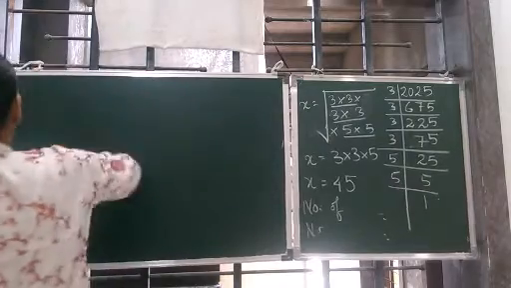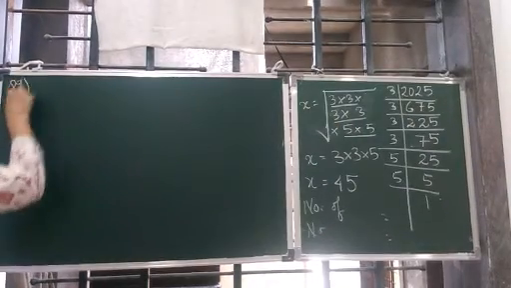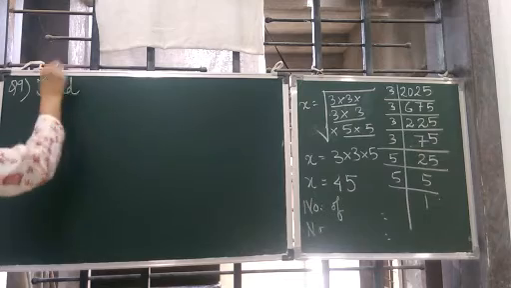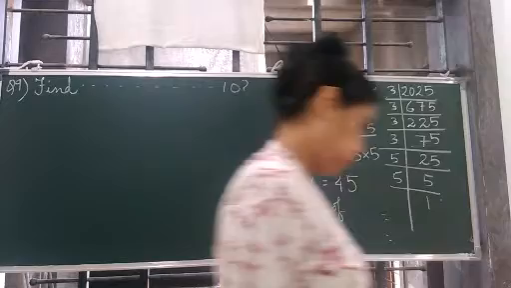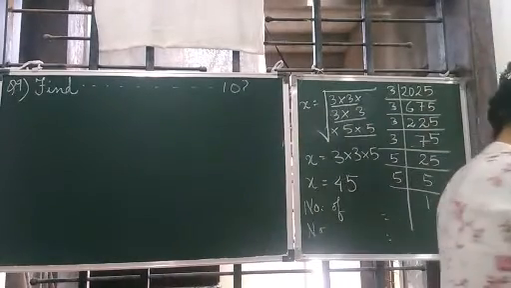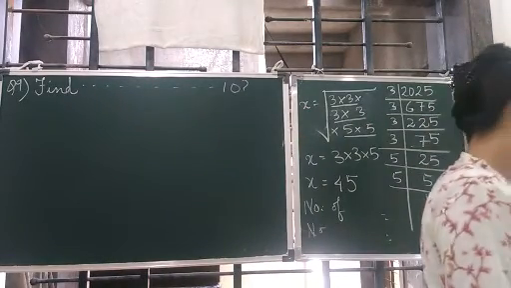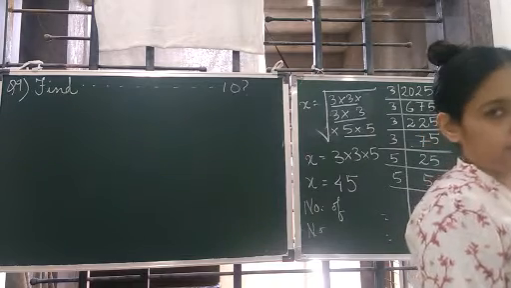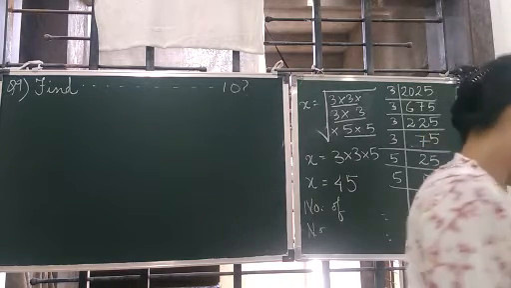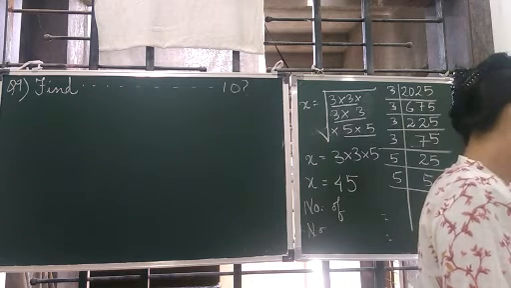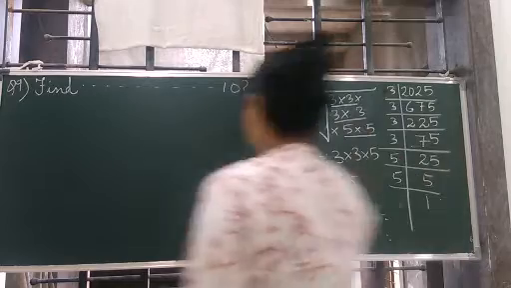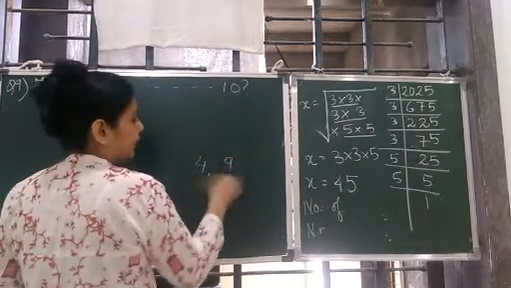Now we start with question number 9. Find the smallest square number. Means it has to be a square number. It has to be smallest. And it has to be divisible by each number, that is 4, 9 and 10. So it has to be divisible by 4, by 9, by 10.